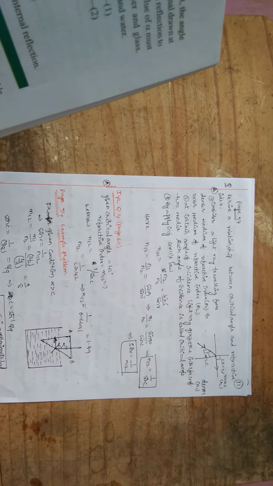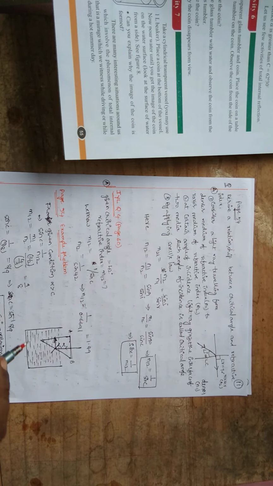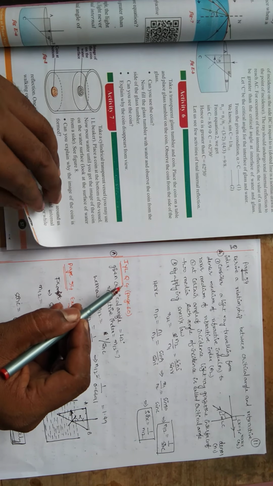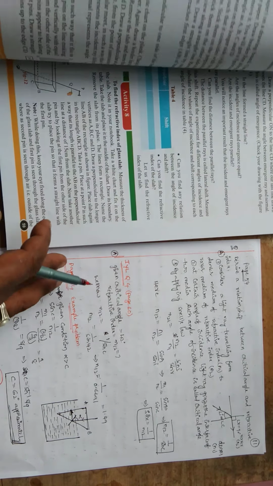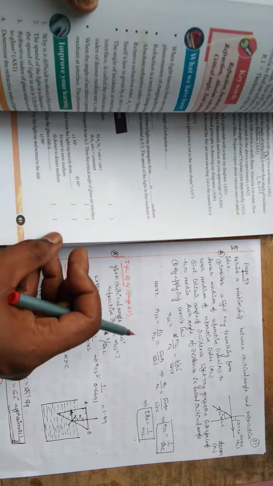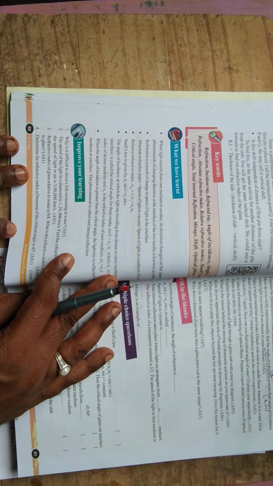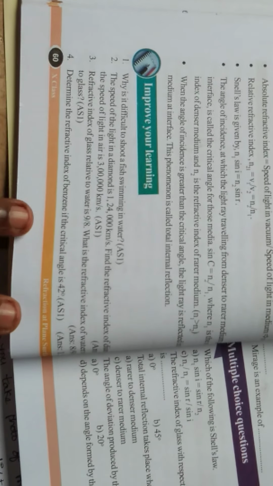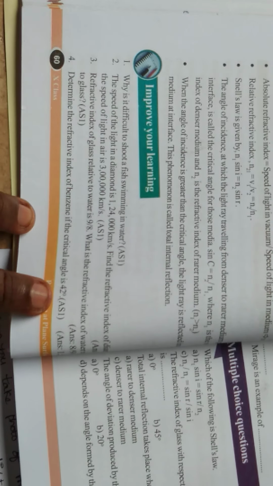Now based on this, the textbook's back side has improve your learning questions. The fourth question comes under page number 60. Let me read what that question is. The question is, determine the refractive index of benzene whose critical angle is 42 degrees.